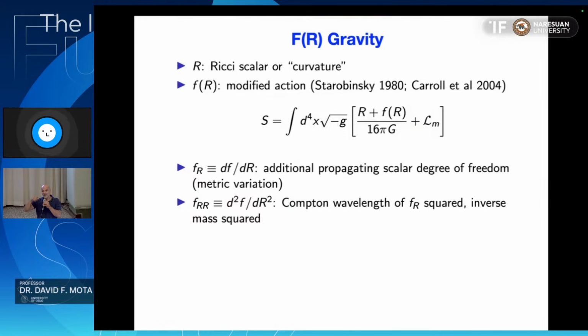And the mass of that extra degree of freedom is basically related to the second derivative. The second derivative is going to be the square of the Compton wavelength of the theory, so it's the inverse of the mass. You will see that a bit later. Okay, so that's just to introduce you. We need to know what f is and see how this theory has a screening mechanism, for instance, because otherwise this theory is also ruled out by experiments.